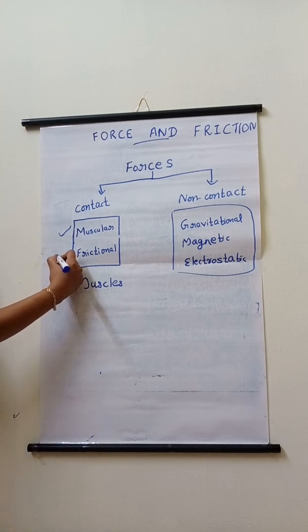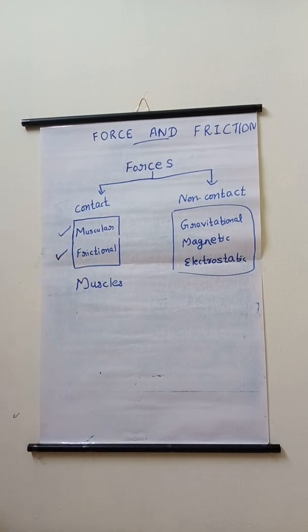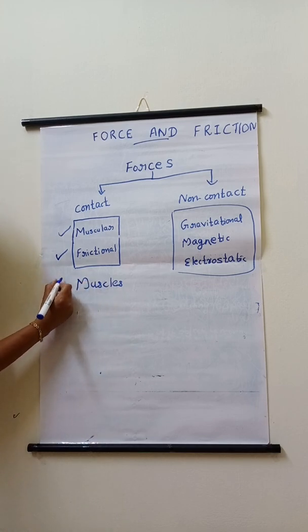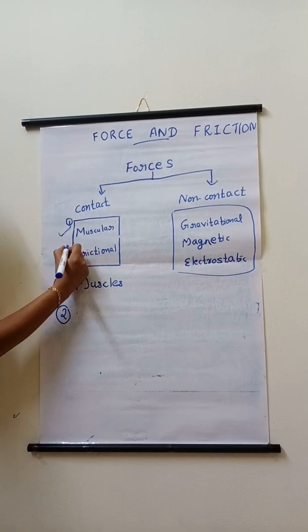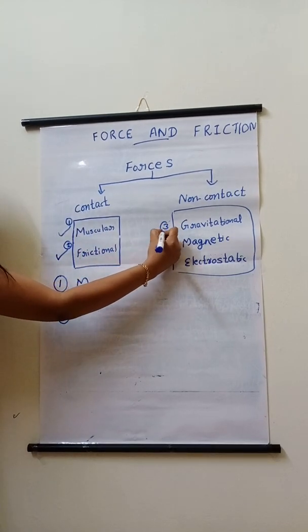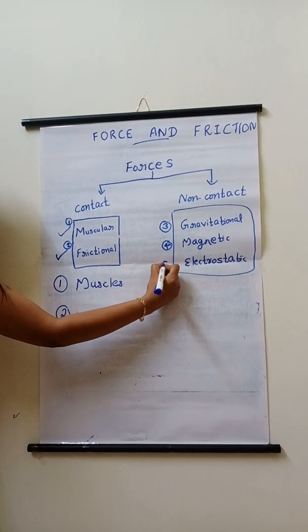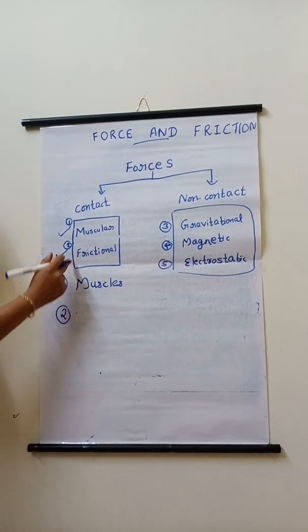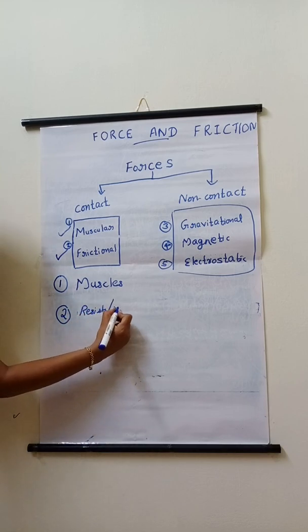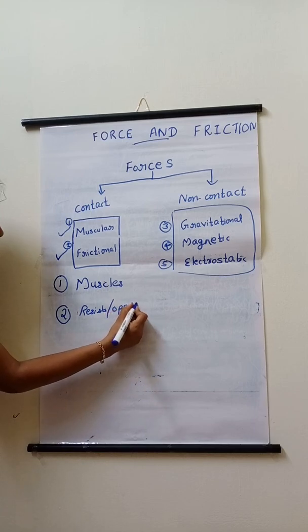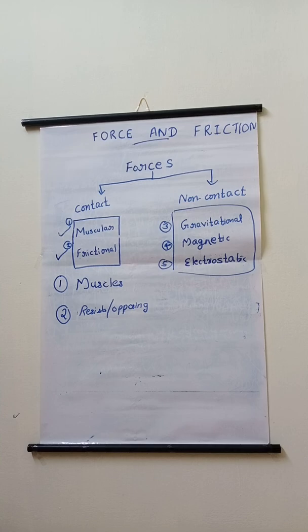Next one is frictional force. Now we are discussing frictional force, number 2. Frictional force is the force that resists or opposes. Resist means opposing. So the force which resists or opposes the motion of the body when a body moves or tries to move over a surface is called frictional force.